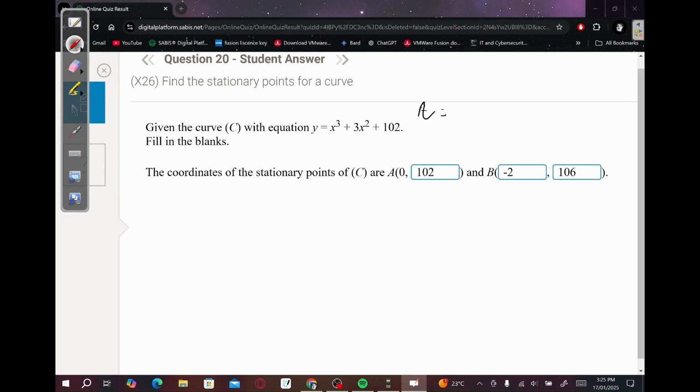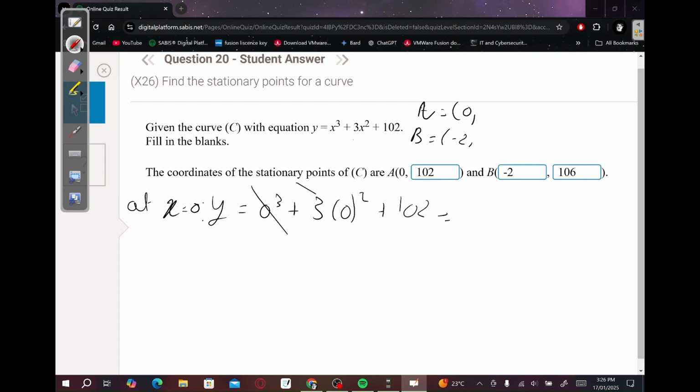A is equal to 0, whether or not we didn't find it yet. B is equal to negative 2, we didn't find it yet. Okay, now we're going to substitute these points into the actual equation. So y is equal to 0 cubed plus 3 times 0 squared plus 102 at x equals 0. This is going to give 0, this is going to give 0, this is going to give 102. So our A is going to be (0, 102).